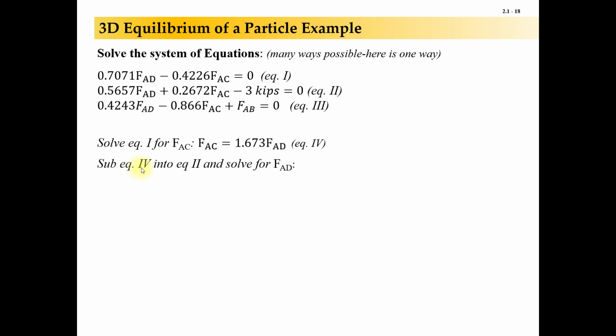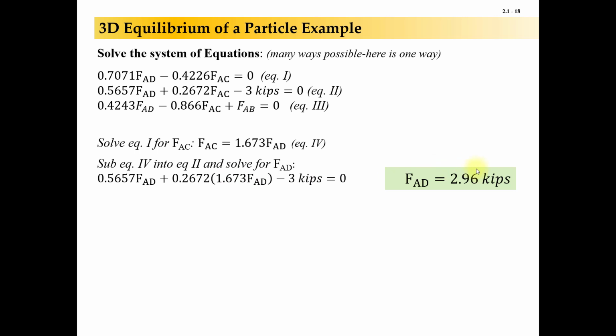I'm going to sub equation 4 into equation 2 here. Equation 4 is my restating of equation 1. So I'm now going to sub that into equation 2 and solve for FAD. 1.673 FAD subs in for FAC, so that's where it's subbing in right there. Now I can put this in terms of FAD, and I solve, and that's one of the answers I need. So my first answer: FAD is equal to 2.96 kips.